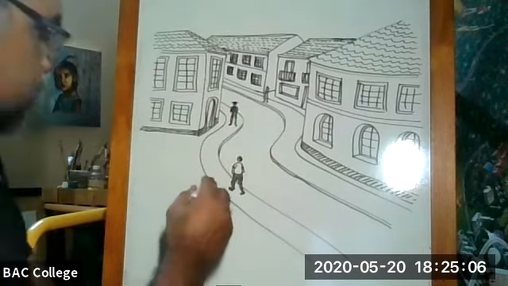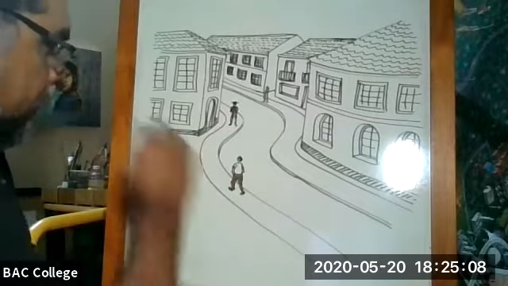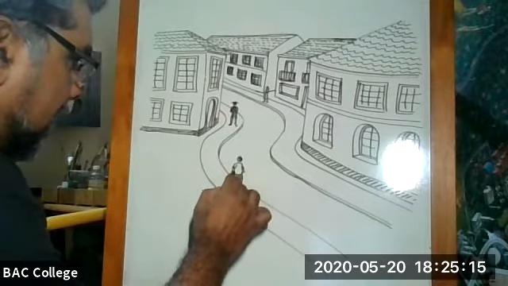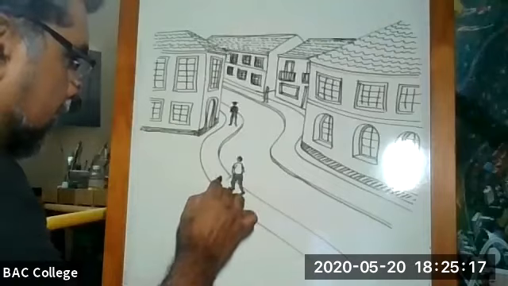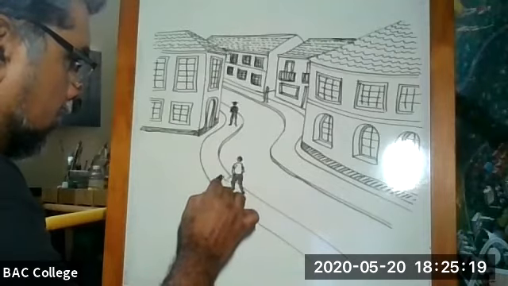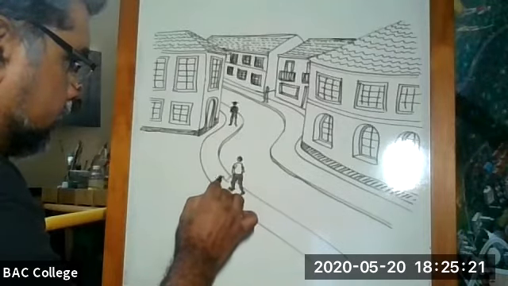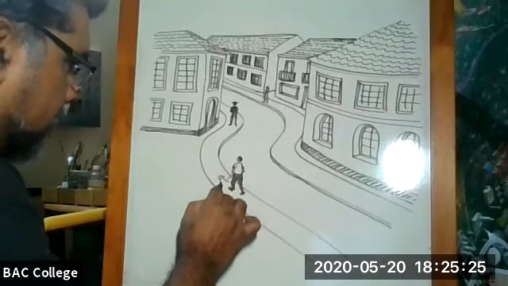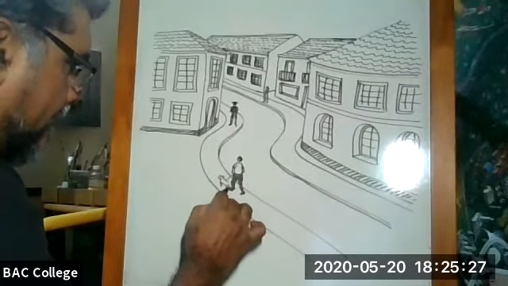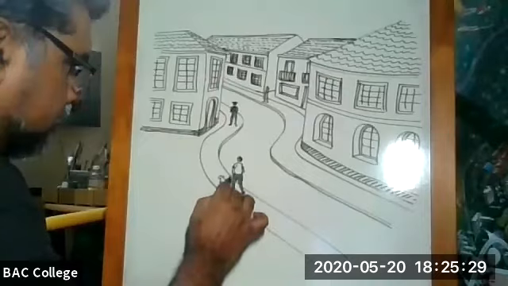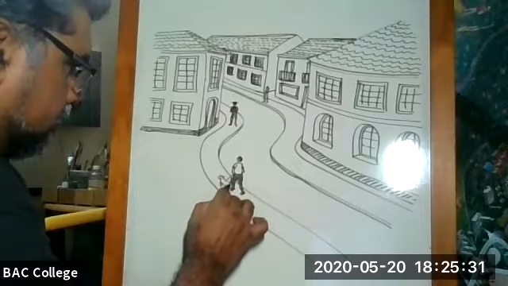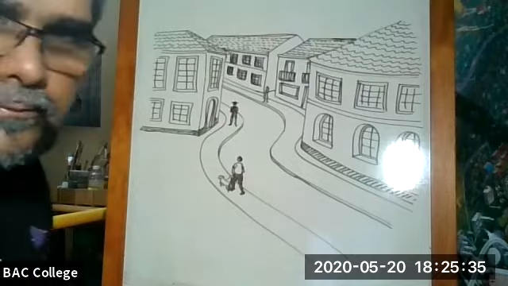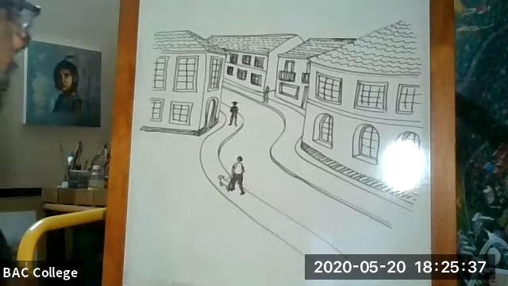All right. Let's make this man walk his dog. Maybe he's got his leash tied to his wrist. And then here is his dog. Okay, that's his dog over there.